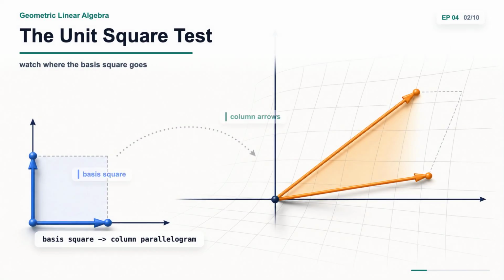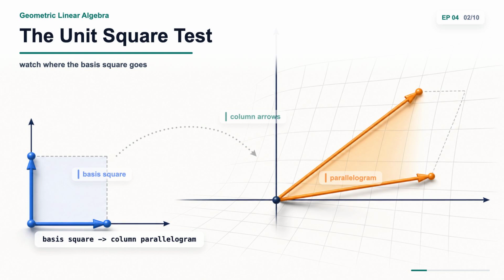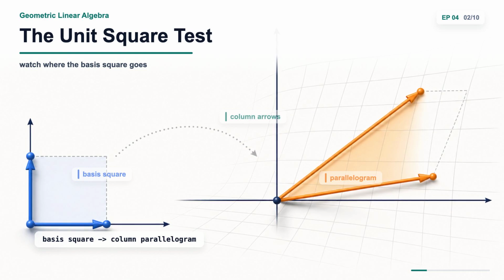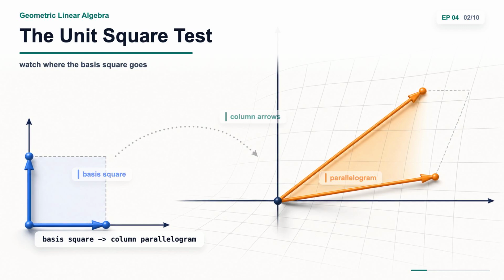The easiest way to see a determinant is to start with the unit square. Before the transformation, the standard basis vectors form a square of area 1. After the transformation, those basis vectors land on the 2 columns of the matrix. The original square becomes a parallelogram spanned by the 2 column vectors. Because the original area was 1, the new parallelogram area is exactly the area scaling factor. That scaling factor, with a sign attached, is the determinant.